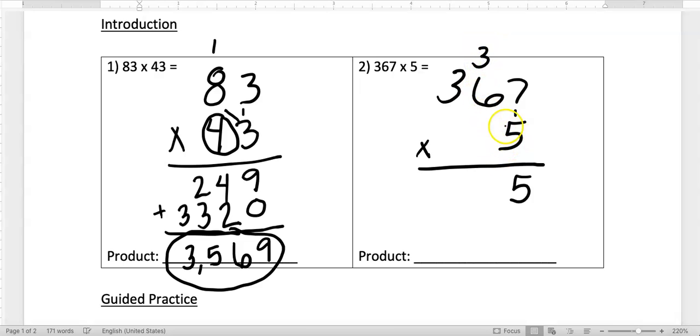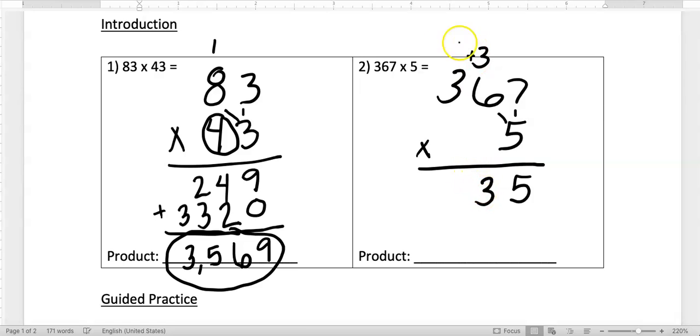I regroup that 3. 5 times 6 gives me 30. Don't forget these 3 up here. I totally just got tongue twisted on that one. Sorry, you guys. Let me do that again. We have 5 times 6, which is 30. Don't forget these 3. So we're going to add those 3, and then we have 33.